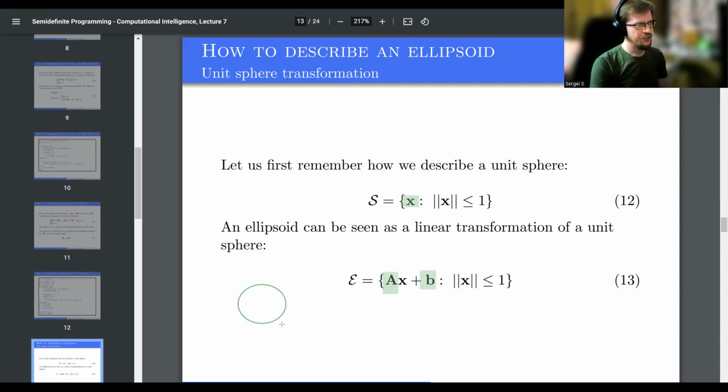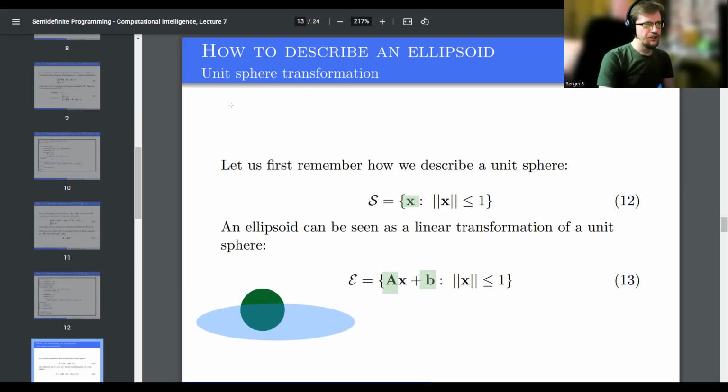So here's the unit sphere. And let me just draw it in some better colors. Here's the unit sphere. And here is the unit sphere multiplied by a matrix, and shifted. So we shift its center, right? We shifted its center, and we stretched it. Okay, we stretched it.